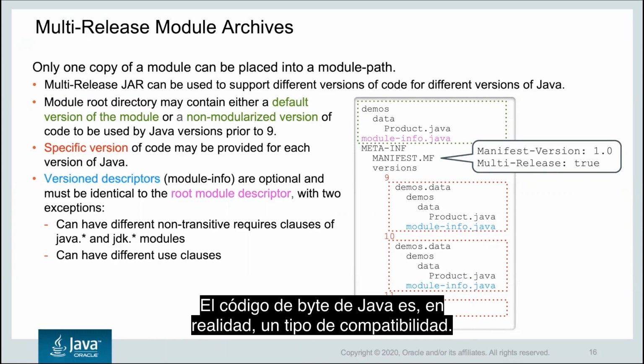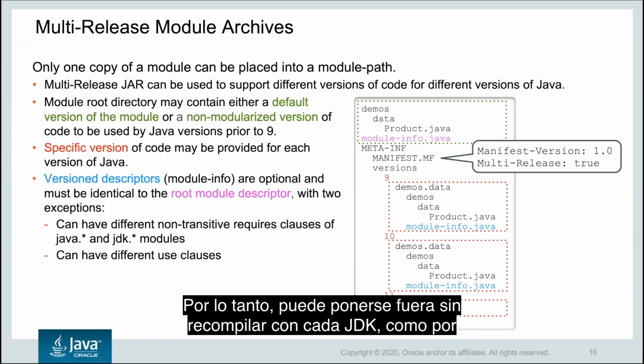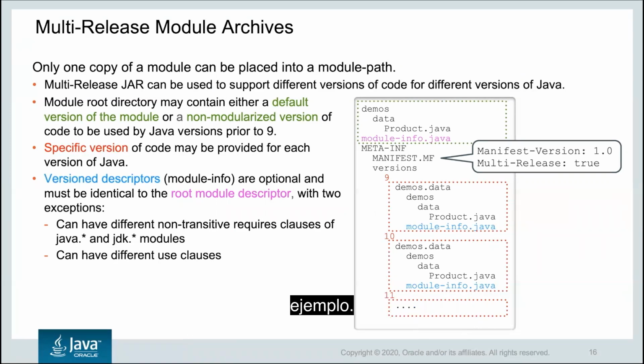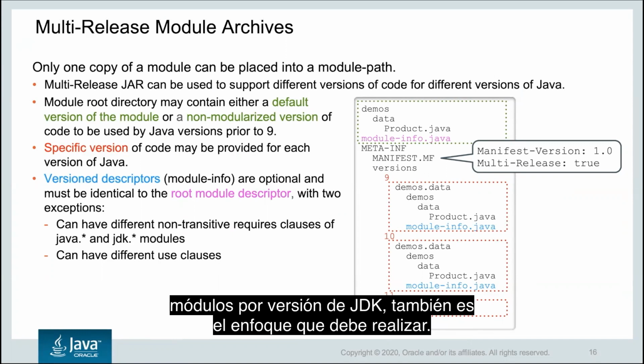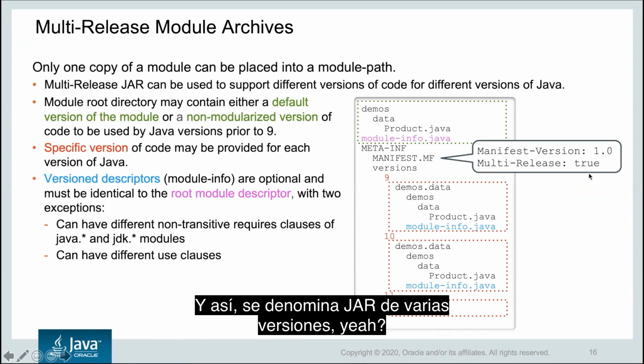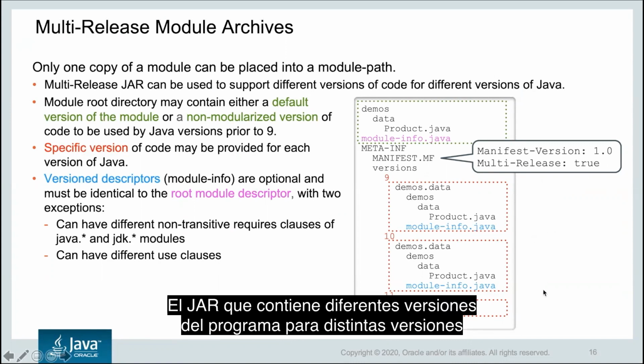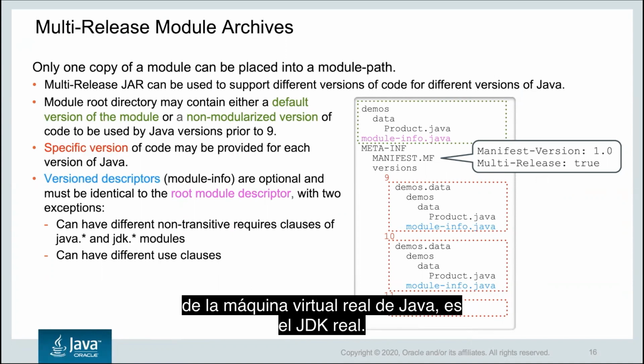Java bytecode is actually kind of compatible. So you can get away without recompiling with every JDK as such. But if you want to have tight control of the exact specific assembly of modules per version of JDK, well, that's the approach you may take. And so that's called a multi-release jar. Yeah, the jar that contains different versions of the program for different versions of the actual Java virtual machine, right? The actual JDK.